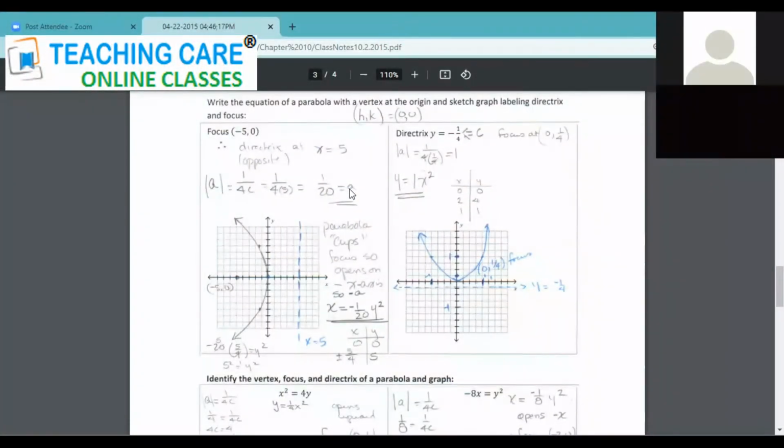Understood? Got it? So when a is less than or equal to 0, the parabola will be opening upward. So here the equation will be x equals negative 1 over 20 times y squared. Understood? Got it all?